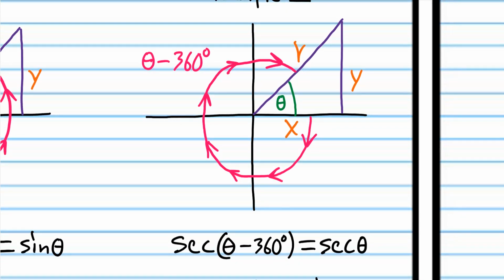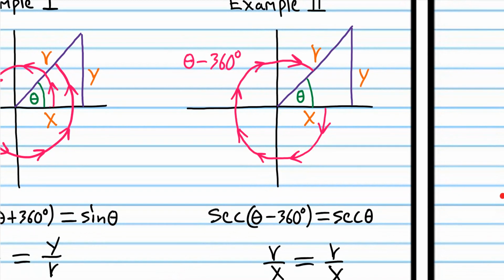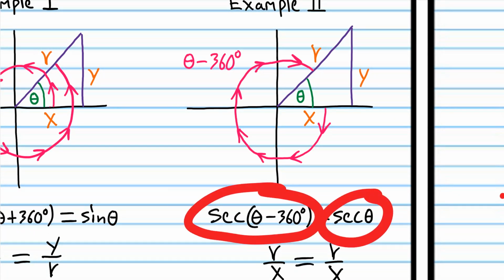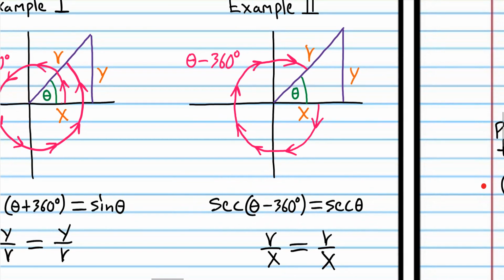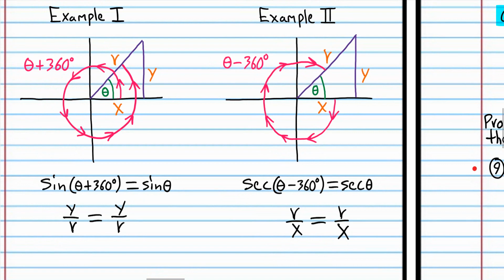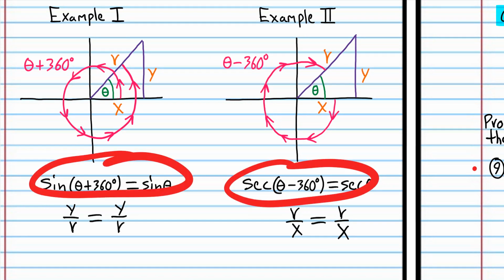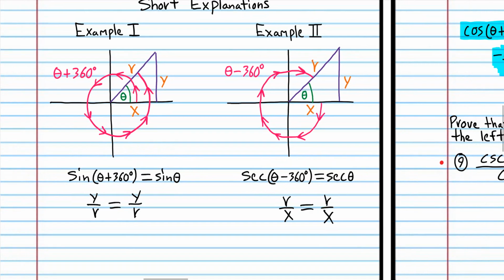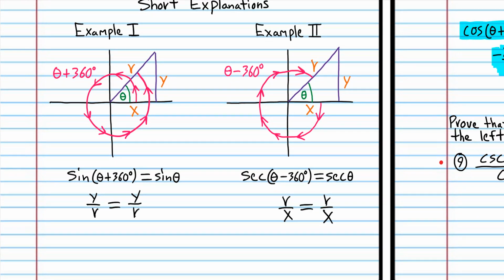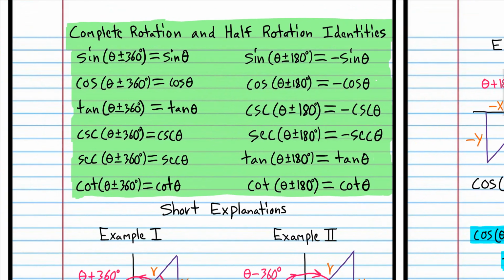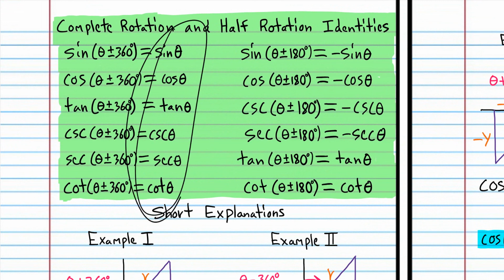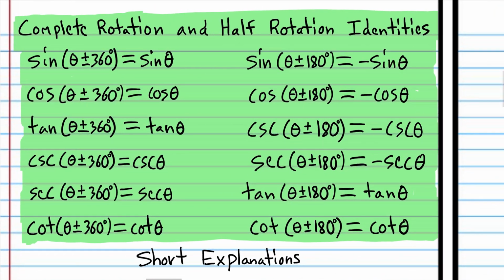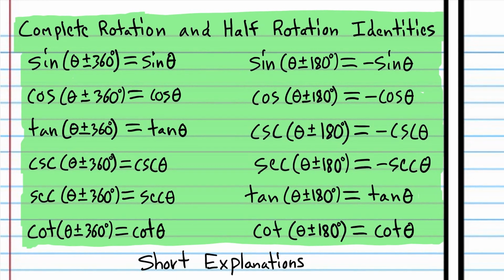Regardless, you can see that we have the same reference triangle, so secant of theta minus 360 is equal to secant theta. They're the same thing. It's the same reference triangle. And these are just some examples. I just chose secant and sine as an example. But it doesn't matter if you're adding 360 or subtracting 360, you get coterminal angles. So you can see that you just get the same function. You don't have to worry about sign changes or anything like that. So go ahead and take a screenshot or a picture with your phone of these identities.